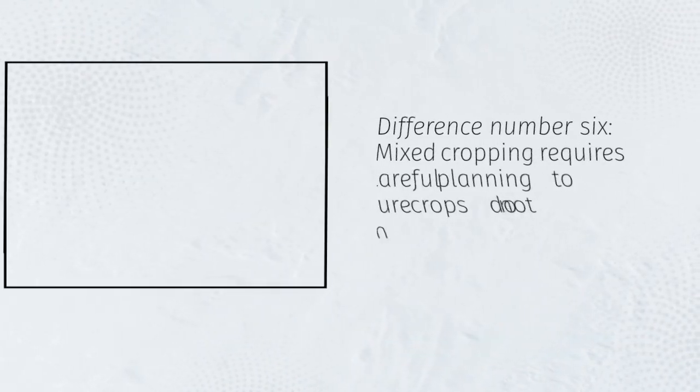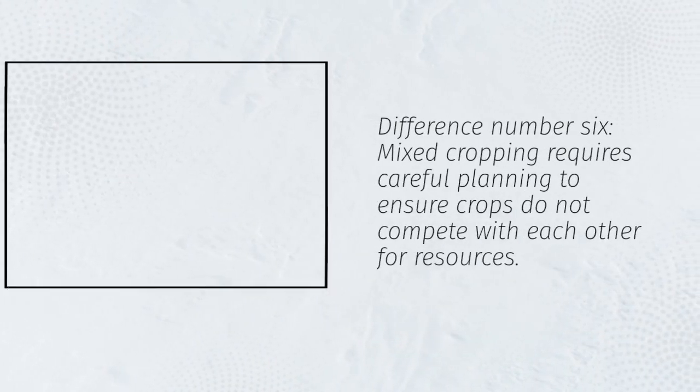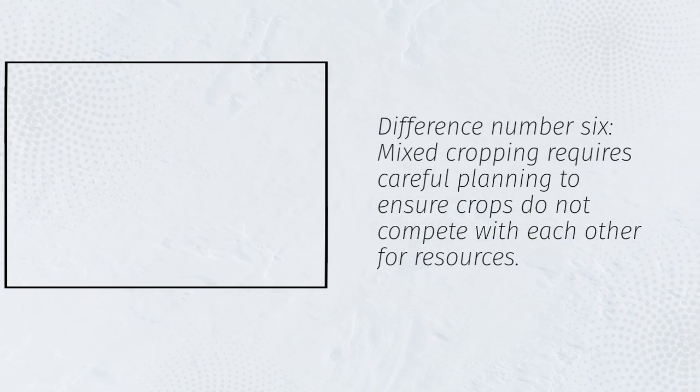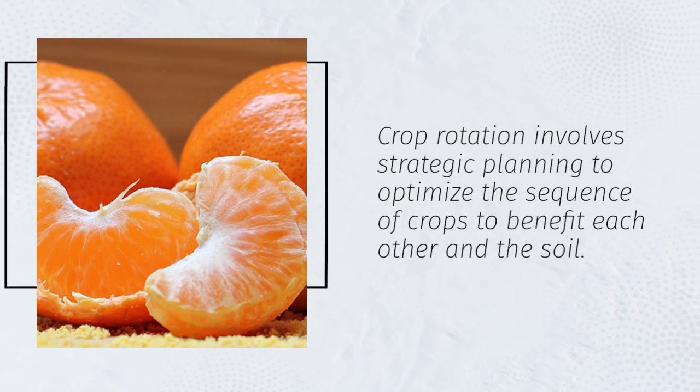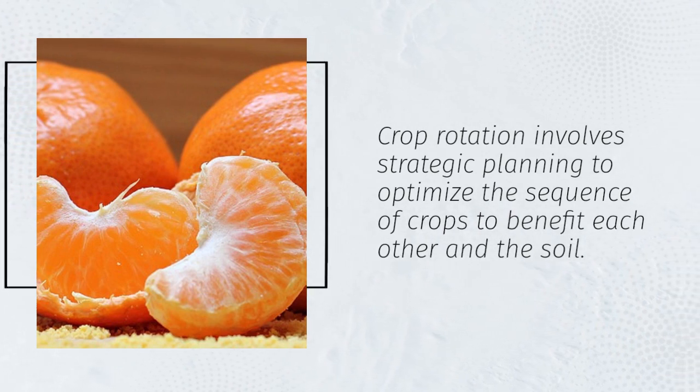Difference number 6. Mixed cropping requires careful planning to ensure crops do not compete with each other for resources. Crop rotation involves strategic planning to optimize the sequence of crops to benefit each other and the soil.